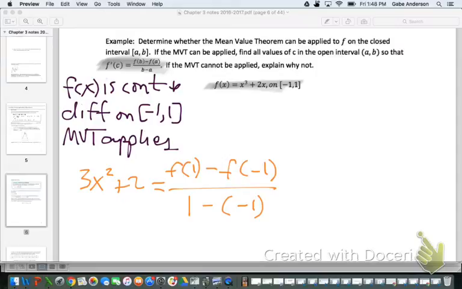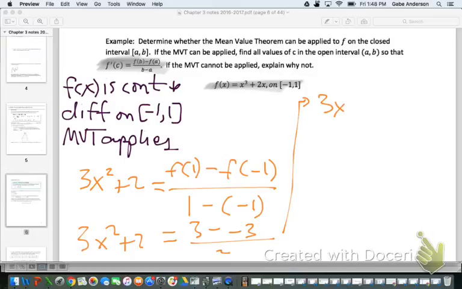What is f of 1? 3. Agreed. So equals 3 minus, what's f of negative 1? I think it's negative 3, isn't it? Wouldn't it be negative 1 minus 2? Yeah. And then you'll do a plus, a positive, right? Plus 3. So minus 3 there, and then the denominator, of course, is just 2. So 3 plus 3 is 6, over 2 is 3. So I'm getting 3x squared plus 2 equals 3.